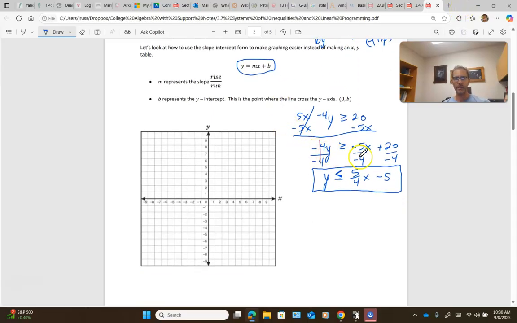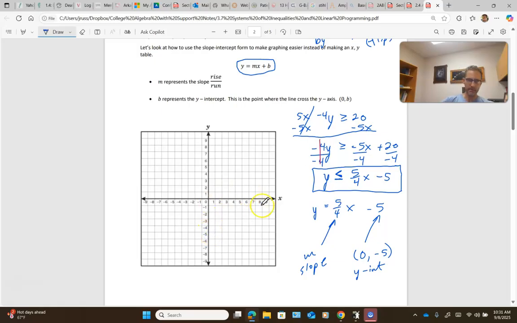Alright, so now we've got this one in slope-intercept form. So we're going to treat it like it's just an equation. y equals 5/4 x minus 5. It's in slope-intercept form, so that means that my y-intercept will be the point (0, -5), and my slope, m, is 5/4. Alright, so I'm going to start by putting a point at negative 5 on the y-axis.